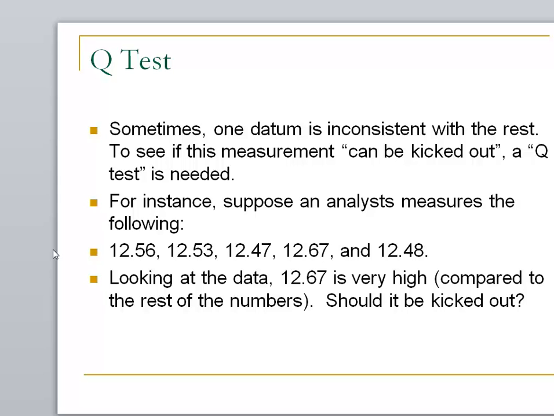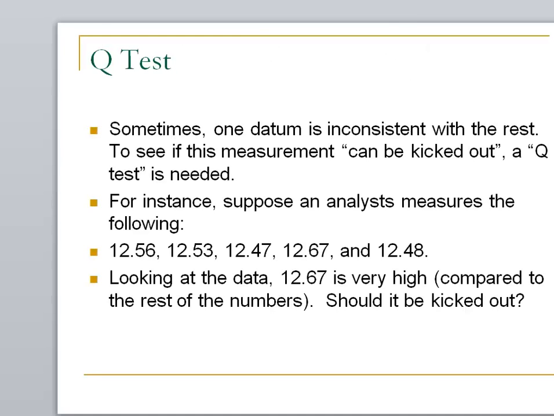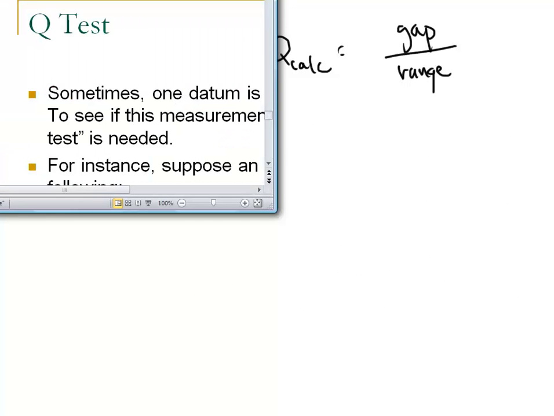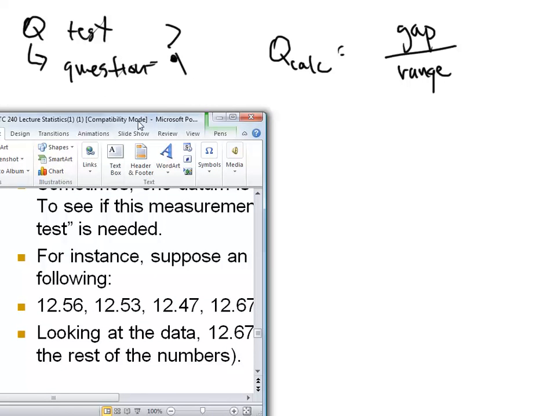All right, so how do we do that? What does this equation look like? Well, this equation, again, hopefully is very simple. We have a Q calculated, and we take what we call the gap and we divide it by the range. So that is the equation that we will be using: gap divided by the range. All right, so let's take a look at the numbers that were given in the problem. So I'm going to shrink this down so that way I don't have to flip back and forth between everything.